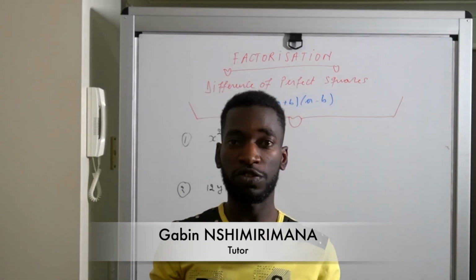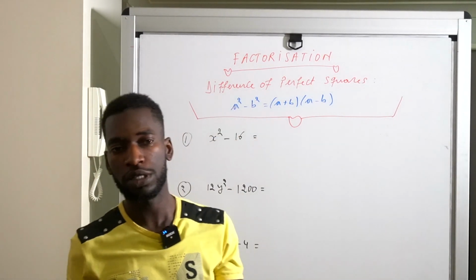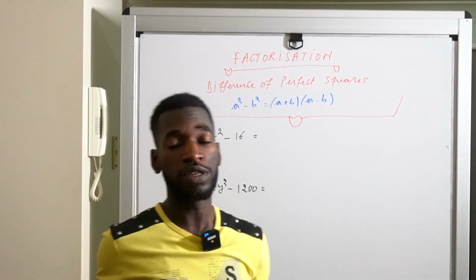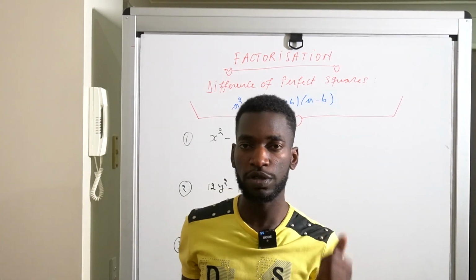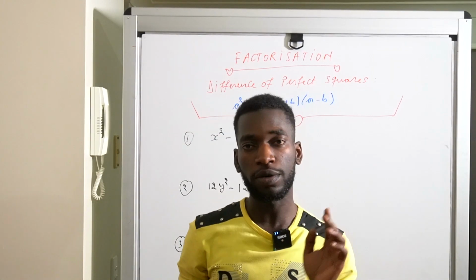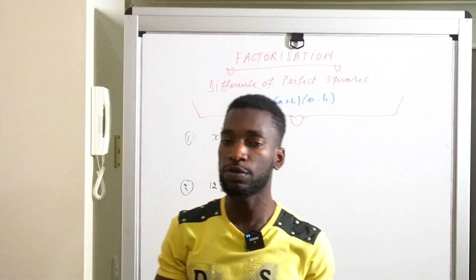I'm here once again to show you how to factorize. And remember, this time we'll be using difference of perfect squares. We have seen in the previous video, the first method was common factor, and now we are looking at difference of perfect squares. And our last method will be grouping.